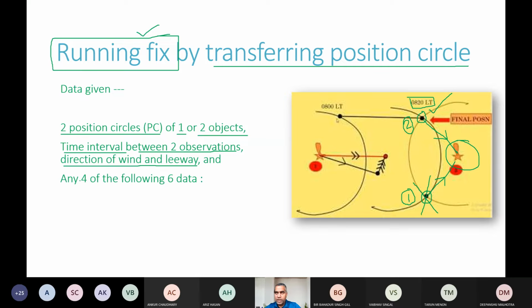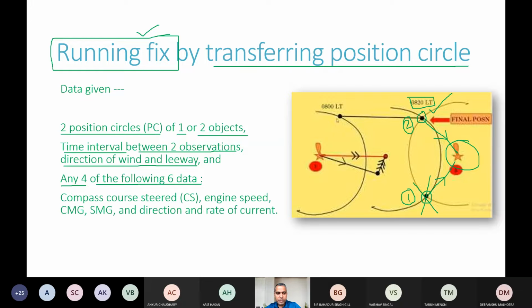Now, along with the current data, they will give us either the CMG or the CTS. You will see any four of the following 6 data is given to us. What are these 6 items? Compass course steered, engine speed, course made good, speed made good, and direction and rate of the current. So you see these are total 6 items. Basically, these are the 6 items of this course, speed, and current triangle.